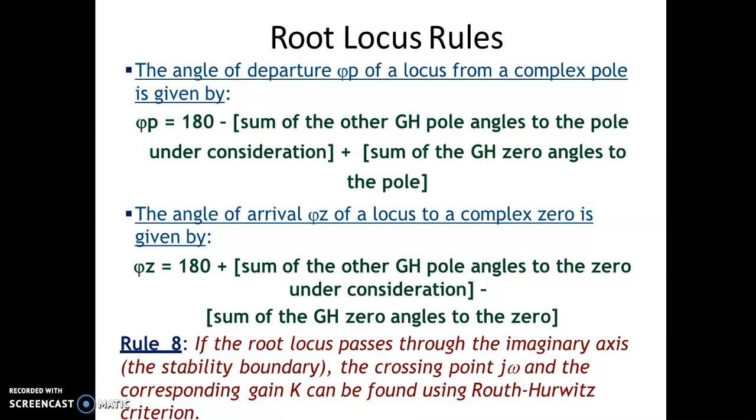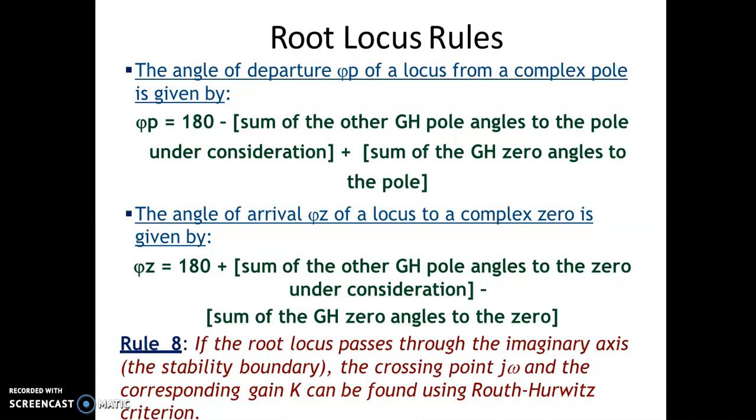Angle of departure of a locus from a complex pole: we take one complex pole as the reference. Phi p is 180 degrees minus the sum of the angles from the other remaining poles to the reference pole, plus the sum of the angles from the zeros to the reference pole. In a similar way, we can find the angle of arrival if a complex zero exists in the transfer function.